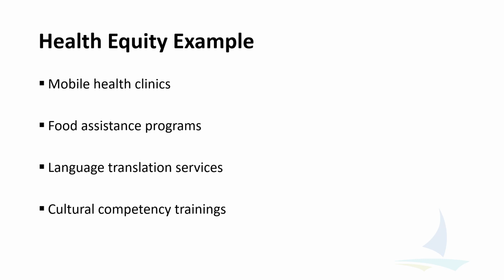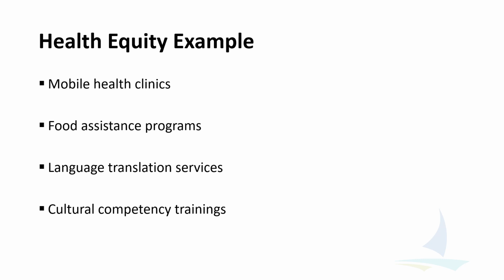Examples of advancing health equity include mobile health clinics, bringing health care services to communities where transportation is limited, ensuring access to checkups, screenings, and treatments for individuals who may otherwise struggle to reach a traditional clinic. Food assistance programs address food insecurity caused by socioeconomic barriers. Language translation services, ensuring that healthcare providers are trained to communicate effectively with individuals who have language barriers, can improve understanding and access to care.